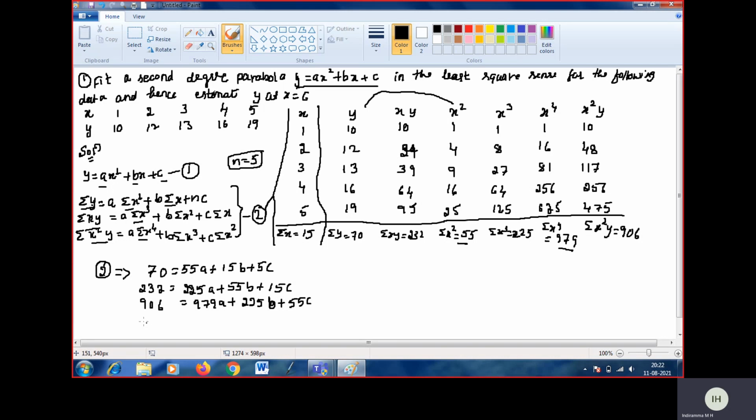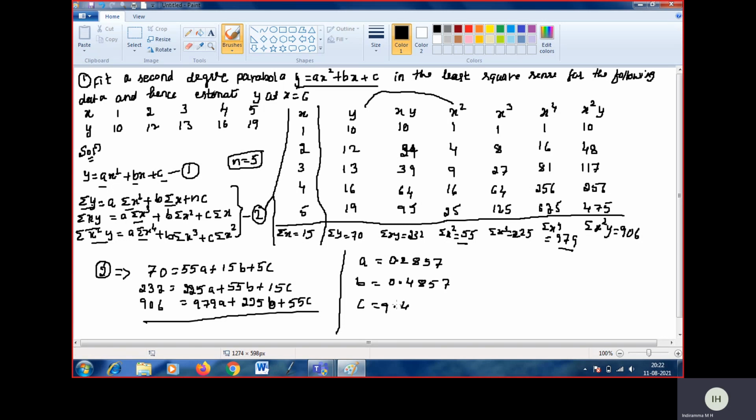So now we got 3 equations with 3 unknowns. Solve these 3 equations using your calculator. 3 equations with 3 unknowns, simultaneous equations. You will get the value of a as 0.2857 and the value of b as 0.4857 and the value of c as 9.4.